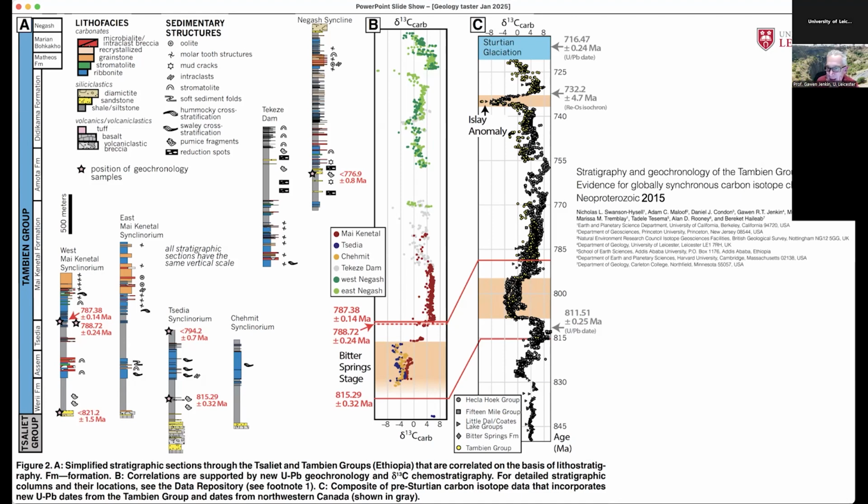Okay, so that enabled us to publish this major paper in 2015 that said everything was globally synchronous through this exciting Bitter Springs stage, and that included people from Berkeley, Princeton, and Harvard in the US. So it's pretty cool working with some very big names there in Ethiopia.